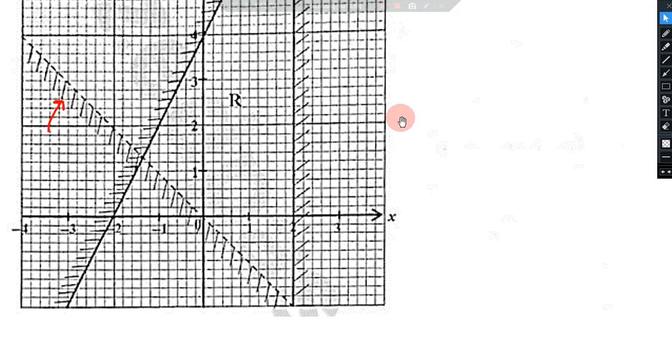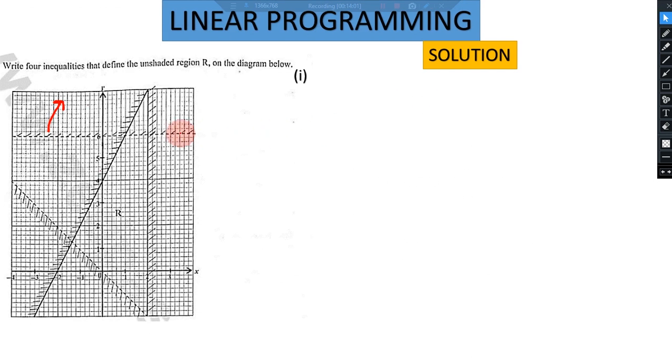Now since we are having that first inequality, it is just direct. I've said it is y greater than negative x. This inequation down here is y greater than negative x. Why negative? It's because it is bending towards the negative of x. Why no equal sign? It's because we are using a dotted line.